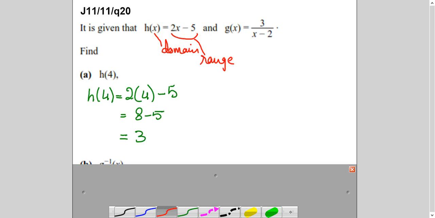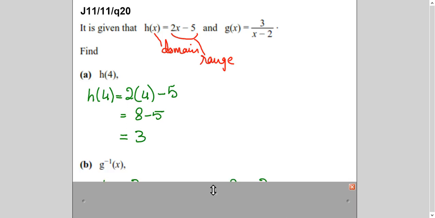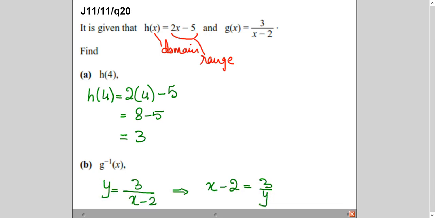The next part of the question is saying, find g inverse of x. This is the symbol of inverse, the minus 1 power. There is a technique to figure it out. The first step is to put this function equal to y. So you see, I have put the function equal to y. y is equal to 3 divided by x minus 2. After that, you have to manipulate it such that you can make x the subject.